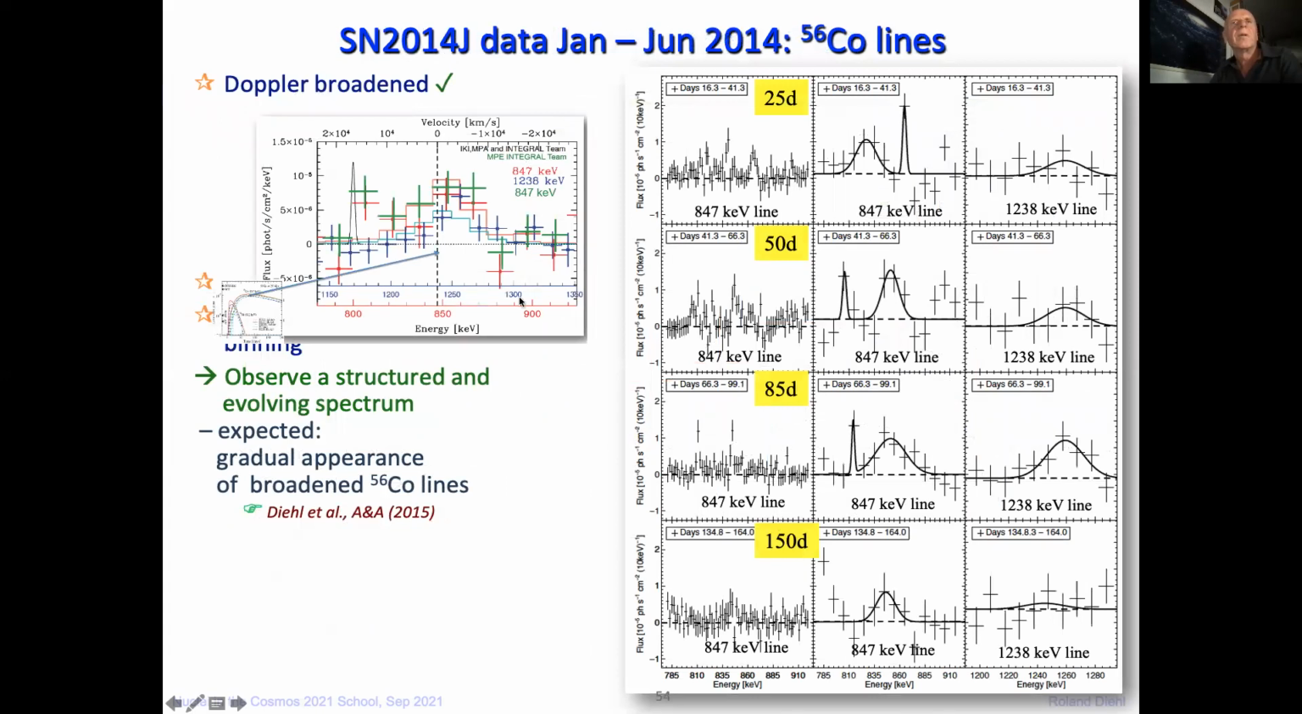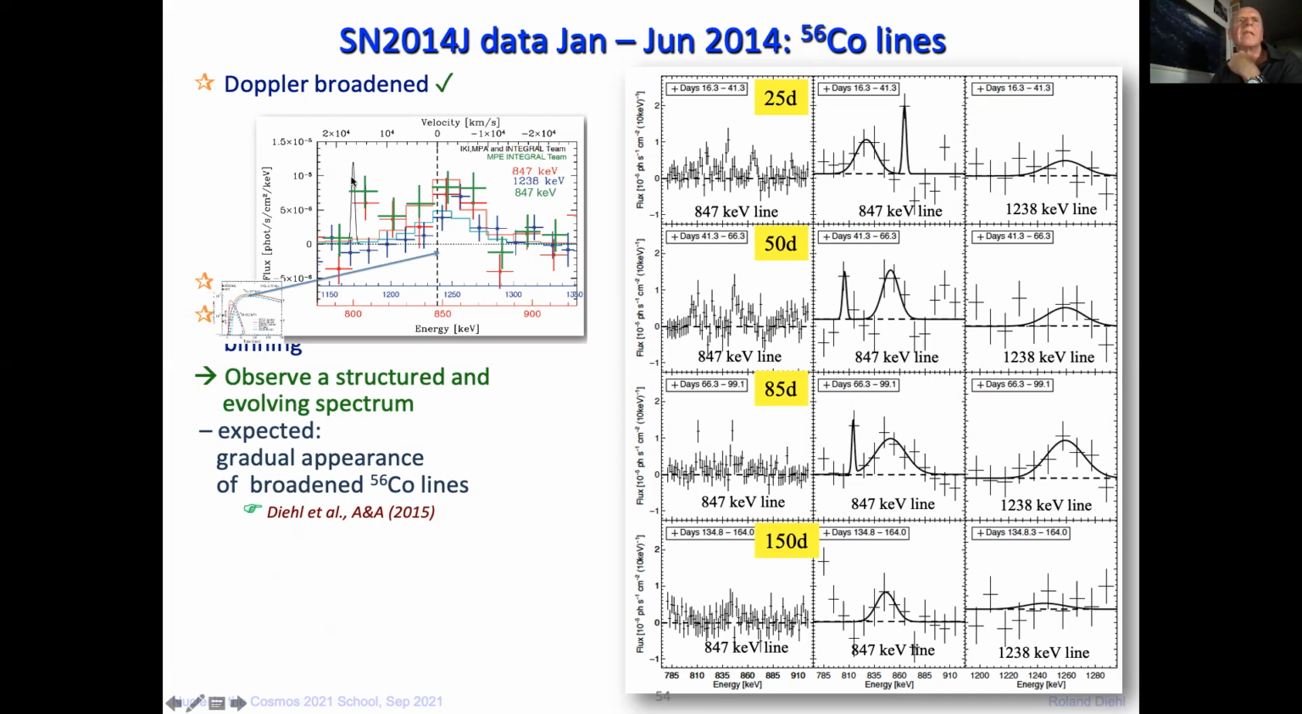Now, the broad expansion means that these lines are broad. And so the 847 line is shown as the green data points here. And the other line coming from the same decay at 1238 keV is superimposed here as the blue data points. And there are even two different analyses by two different teams, which are nicely consistent. The error bars all overlap. And so this is clearly a Doppler broadened line emission from this supernova.